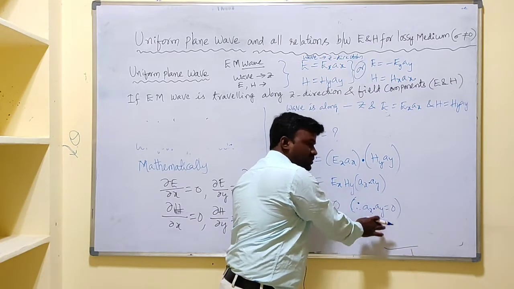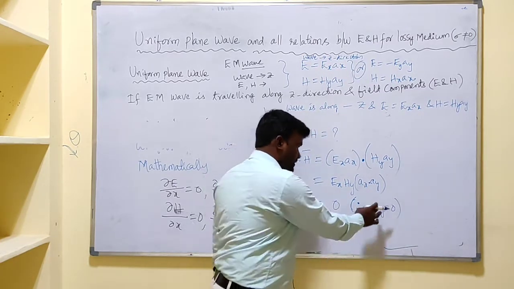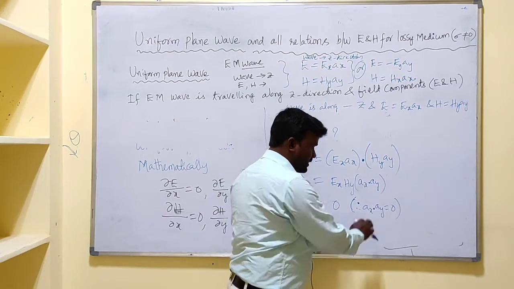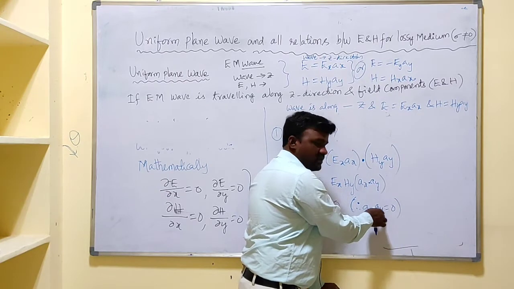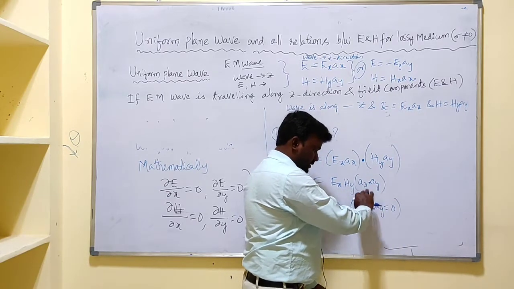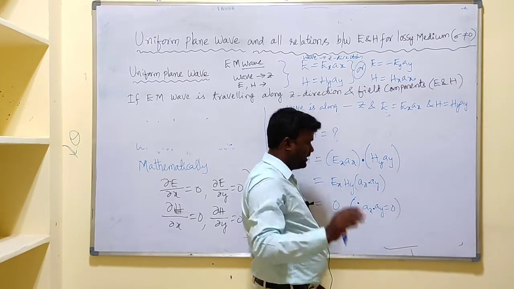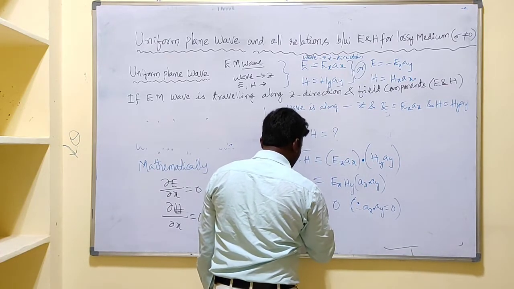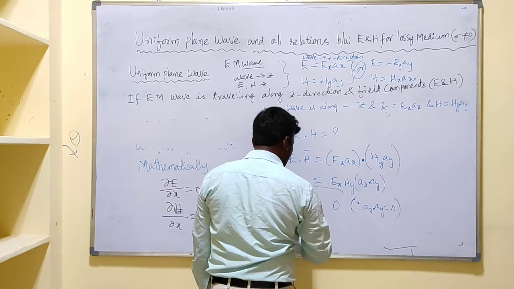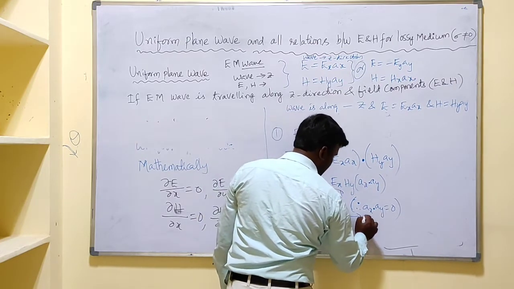The dot product is mod of Ax, mod of Ay, cos 90. The angle between these two is 90, so it is cos 90, not sin 90. Cos 90 means 0. So the relationship between E and H is that the dot product E dot H is 0 always.